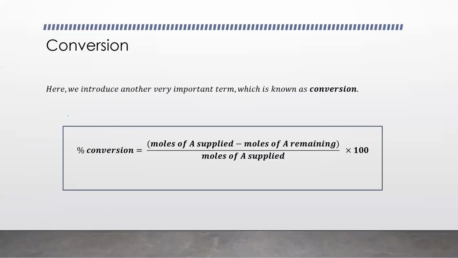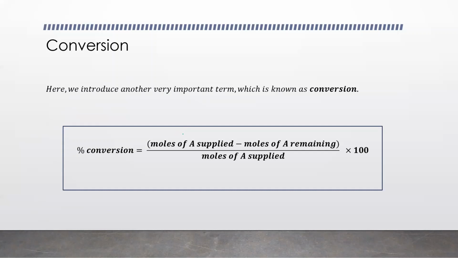All right. And then percentage conversion. From here, we get another very important term, that is conversion. This is quite a lot used, so please keep this in mind. Percentage conversion is basically moles of A supplied minus moles of A remaining upon moles of A supplied, all right, into 100.